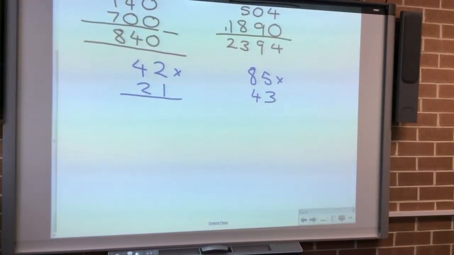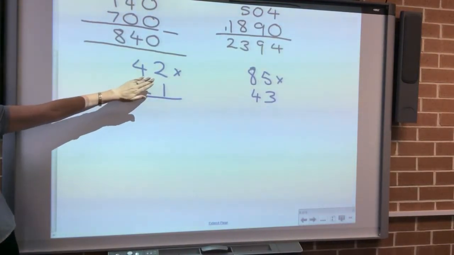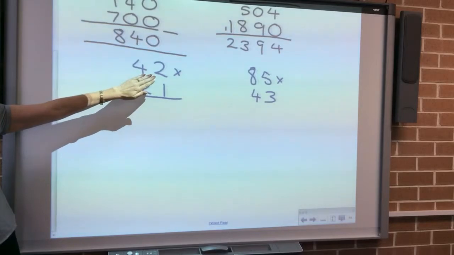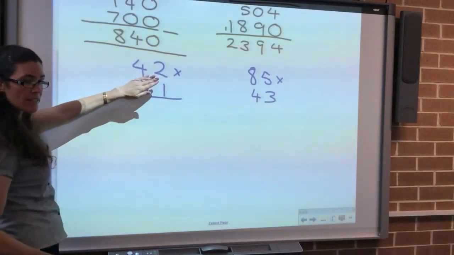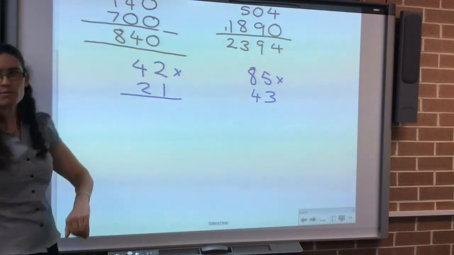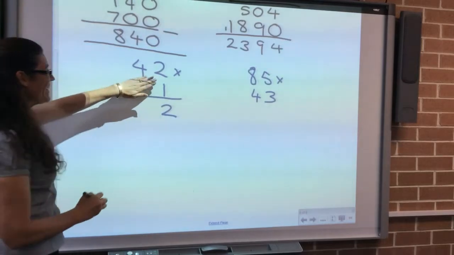In the first example, we are not going to take any notice of this 20. We're just going to times by the 1. So 1 times 2 is? 1 times 2 is 2. Thank you. Okay.